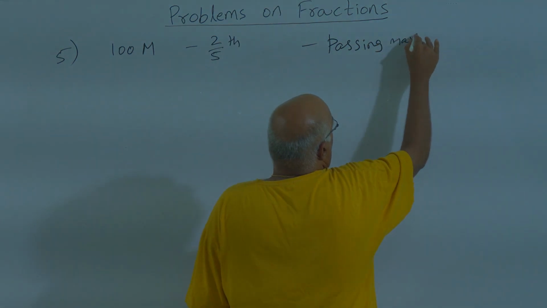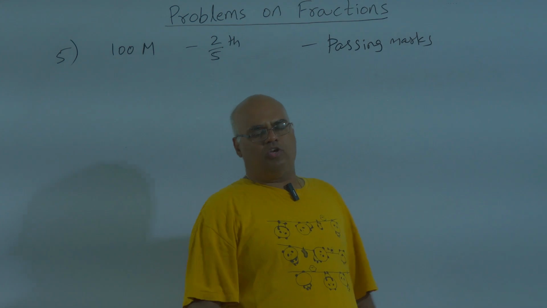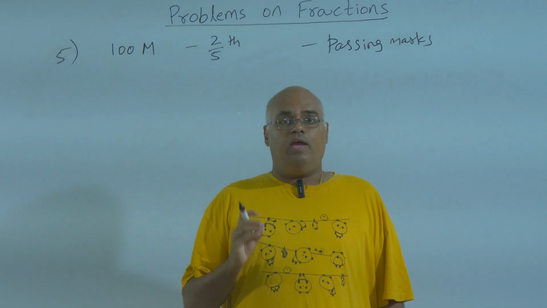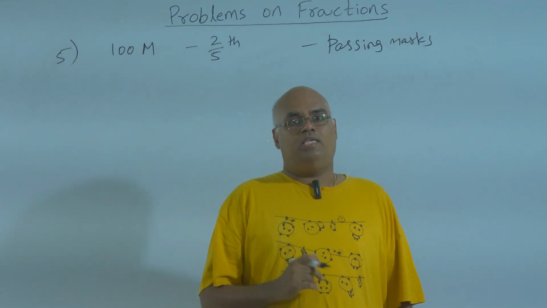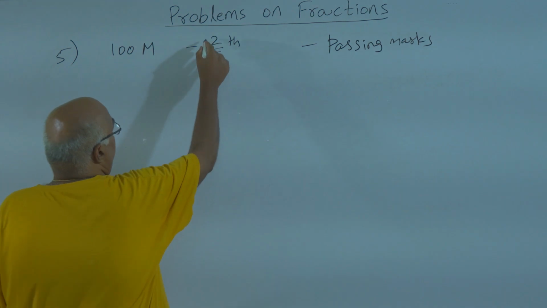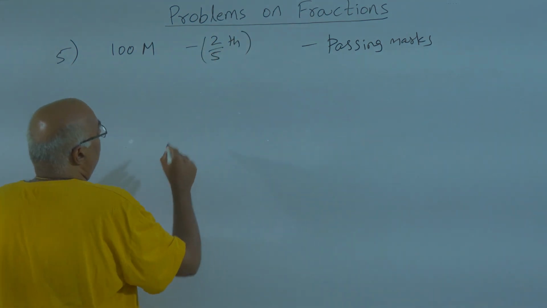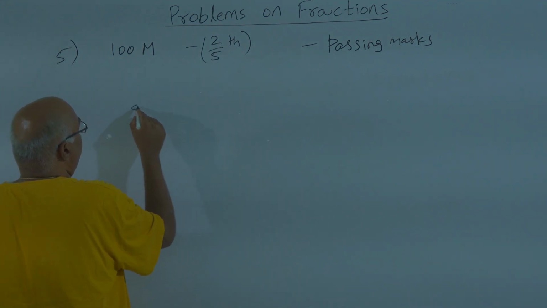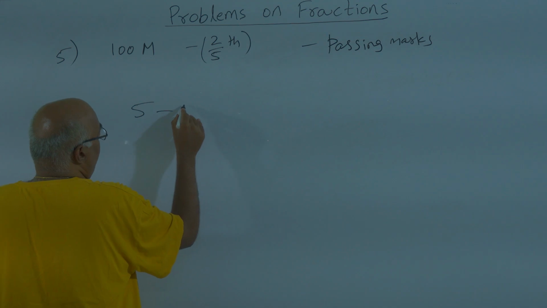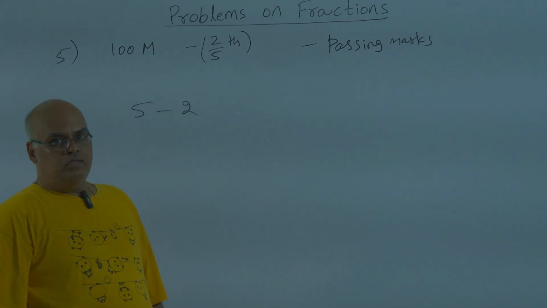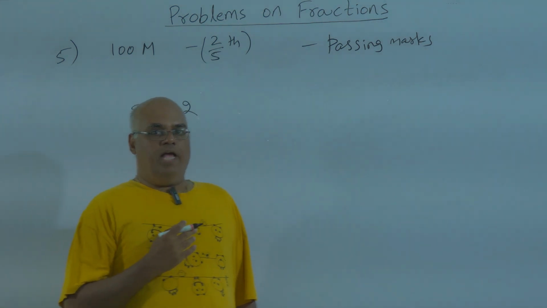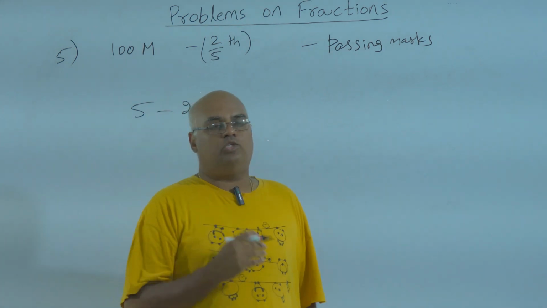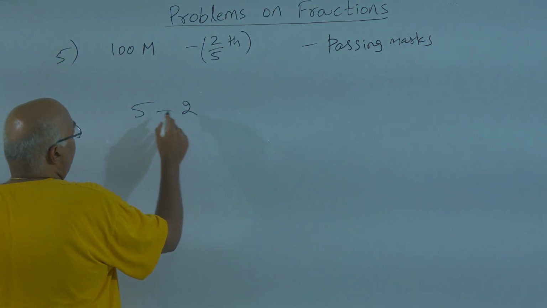Passing marks or pass marks, whatever it is. So what is the minimum score which he has to score if he has to pass the exam? So let us see here. If you see this fraction, it is given as 2/5. In the denominator you have 5. That means if the maximum marks is 5, out of that 5 the pass mark is 2. Did you understand this? If the exam is conducted for a total of 5 marks, the pass mark is 2.